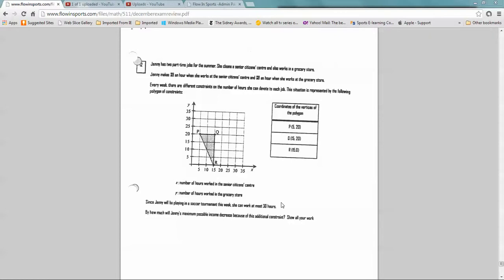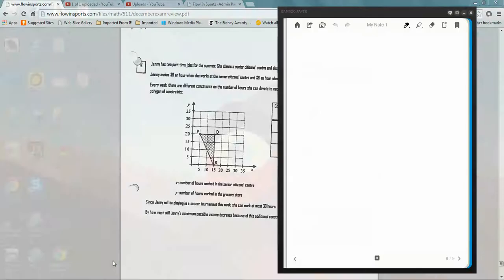write that down. The question here is, by how much will Jenny's maximum possible income decrease because of this additional constraint? Show all your work. Okay, the key once again is, since Jenny will be playing in the soccer tournament this week, she can work at most 30 hours. So we know that at most can be shown with this symbol. At most 30.